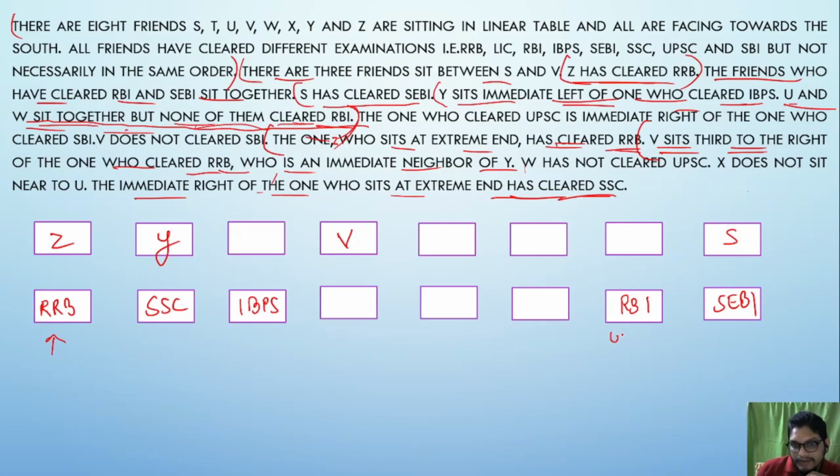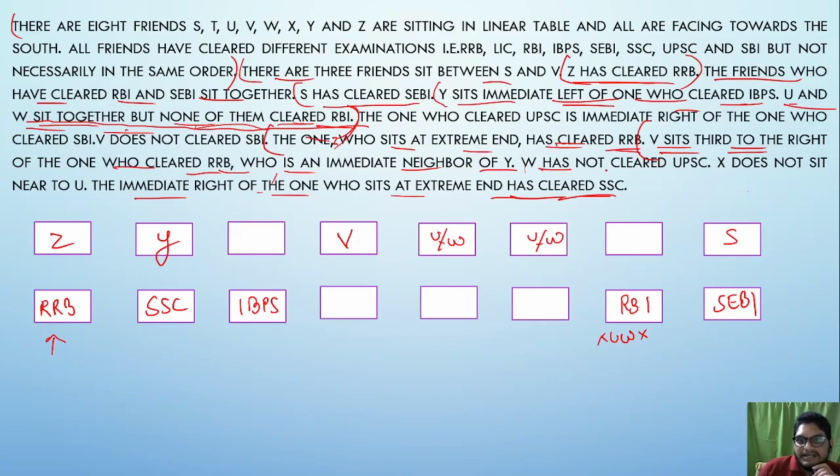So this is RBI. U and W sit together, but none of them can come at this position, right? By this line it is clear. So you are required to place U and W together, and you need two boxes together where you can put U and W. These are the only two boxes where you can put U and W, because U and W cannot come at this position. So U and W will definitely come in this position. So I am just writing it like U, W, right? Done.